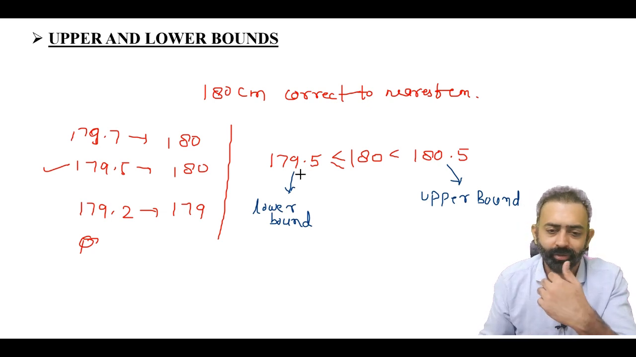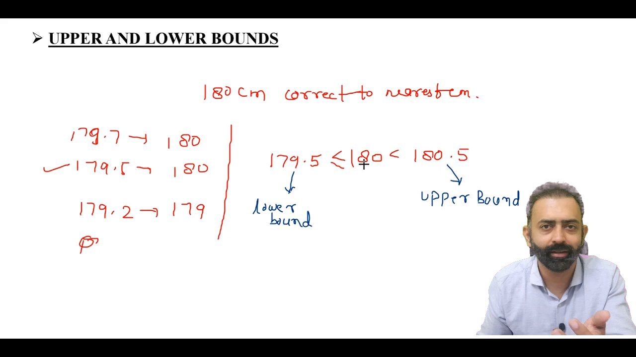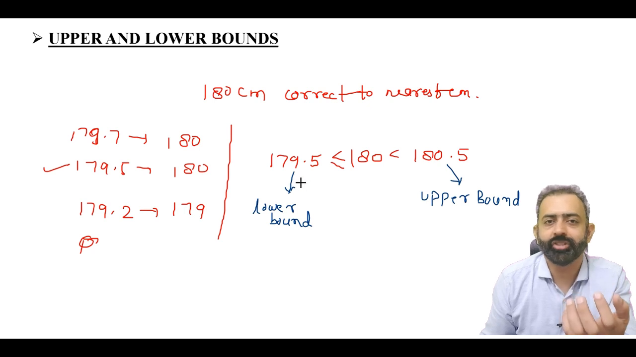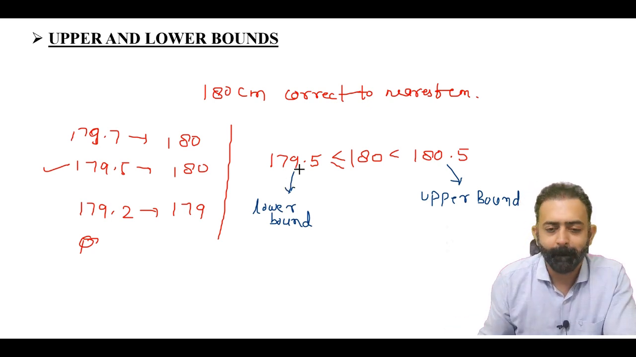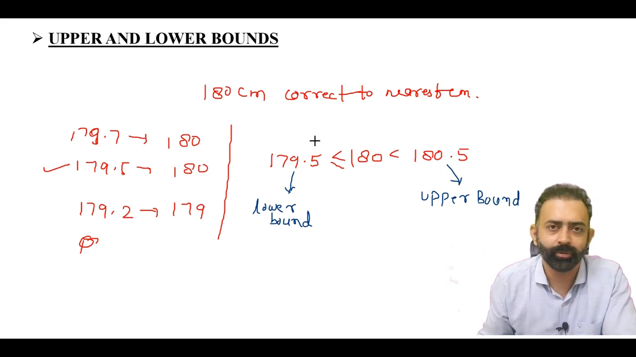Okay, I will use the terms maximum value and minimum value also, because the upper bound is the maximum value this height can attain, this value can achieve. Okay, and this is the lowest value this 180 can achieve. Okay, because that will be rounded again to 180. Fine, so this is the concept of upper bound and lower bound.